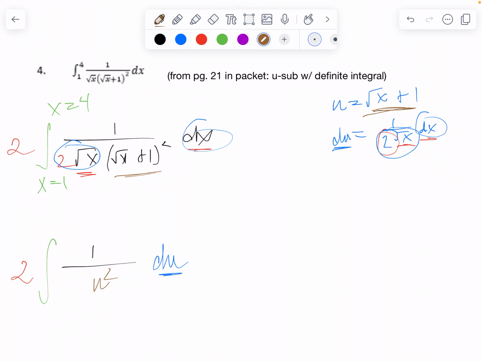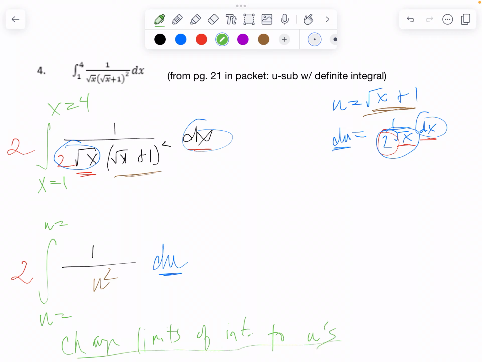I can't put x equals 1 and x equals 4. I need to change these now to u, because I have an integral in terms of u. So I'm just going to write here, change limits of integration. And I apologize for my handwriting here. I know this is terrible. All right, change limits of integration to u's.